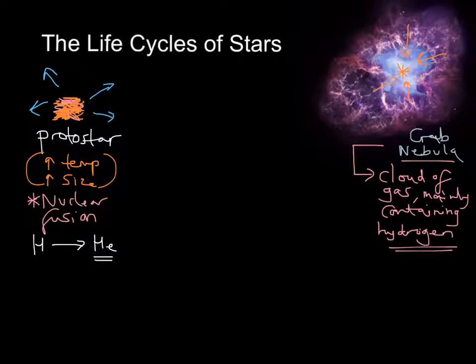So that's the next thing we're going to draw in this almost like a flowchart diagram. So we go from protostar to what's called a main sequence star. Again, just a very quick sketch.